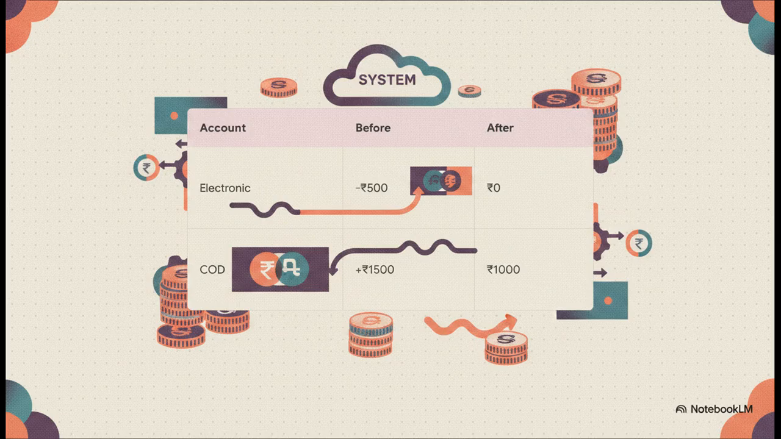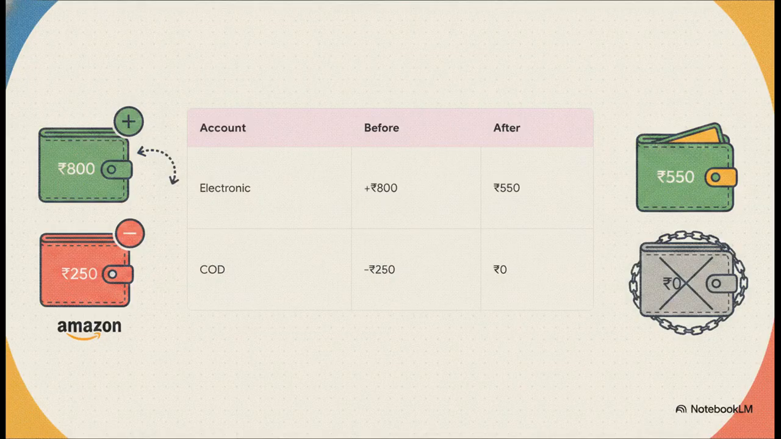A perfectly clean 0 in electronic and a very healthy 1,000 rupees ready to be paid out from your COD side. But wait, does it only work one way? Absolutely not. This policy works perfectly in reverse too. Notice how, this time, the electronic wallet is the one in the positive, holding 800 rupees, while the COD wallet has a negative 250 rupee balance.